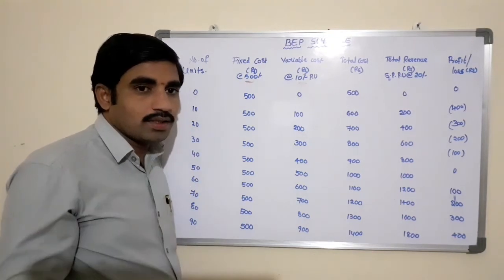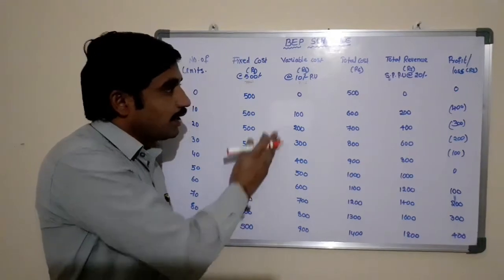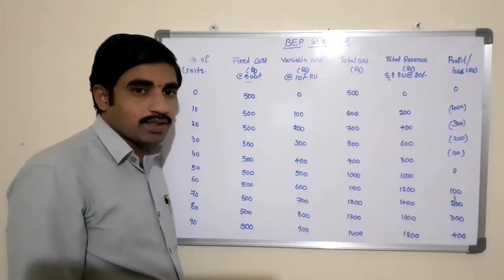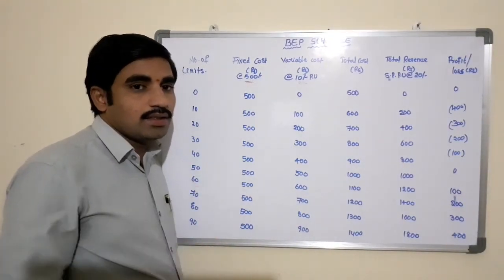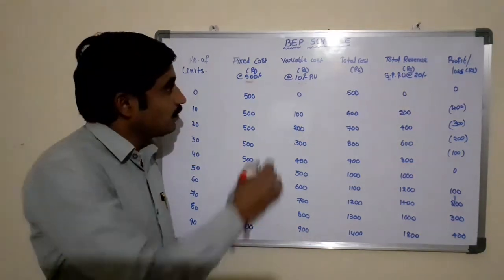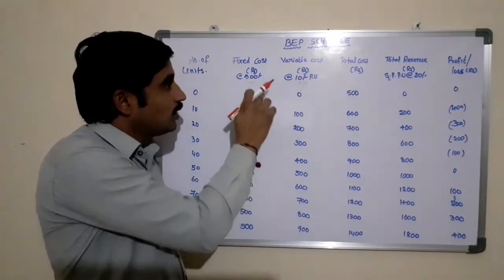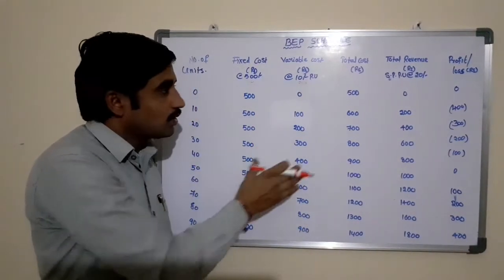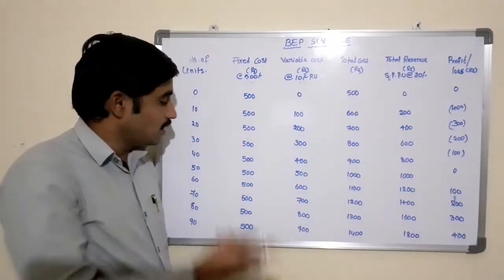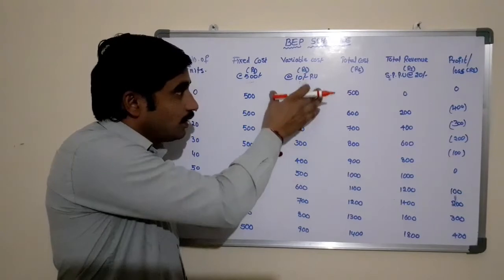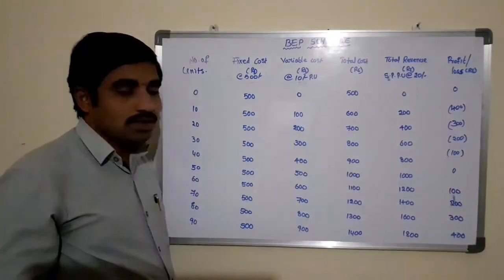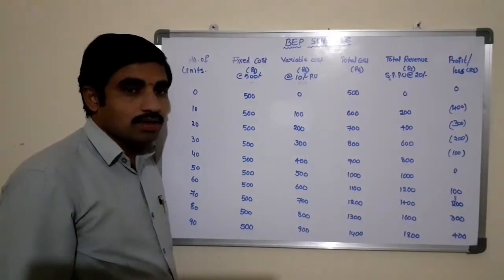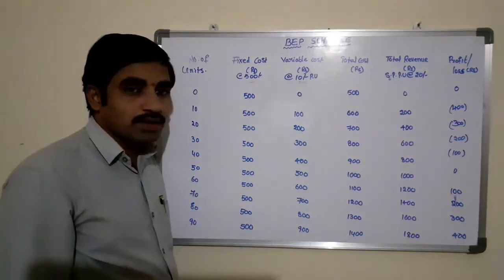So whatever the production level, the variable cost per unit remains constant. If there are any changes in the variable cost per unit, then it is not possible to determine the break-even point. This is also one of the assumptions of break-even analysis. What is the first one? The cost should be classified into fixed and variable cost, and the fixed cost remains constant irrespective of production, and the variable cost changes according to the level of production, but the variable cost per unit remains constant irrespective of the level of production.